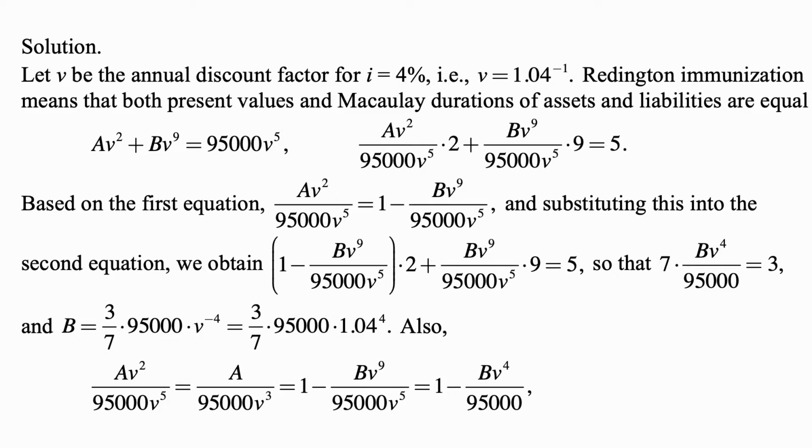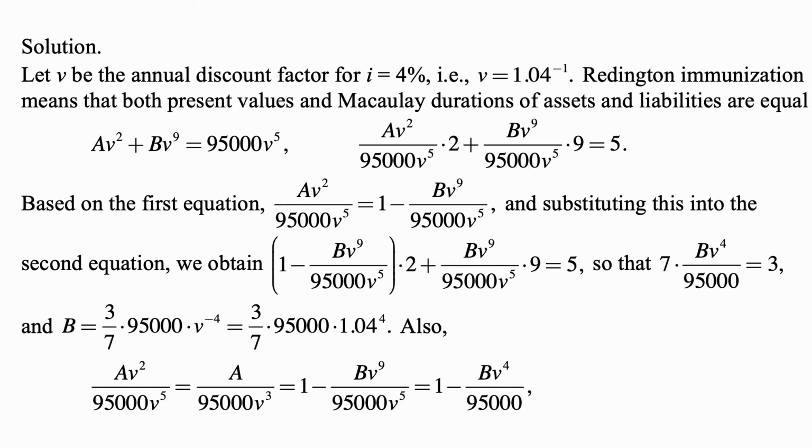Based on the first equation, we write A V squared over 95,000 V to the 5th as 1 minus B times V to the 9th over 95,000 V to the 5th. And substituting this into the second equation, we get 1 minus B times V to the 9th over 95,000 V to the 5th, times 2, plus B times V to the 9th over 95,000 V to the 5th, times 9, is equal to 5. After we multiply it out and cancel things, we end up saying that 7 times B times V to the 4th over 95,000 is equal to 3, so that B is equal to 3/7 times 95,000 times V to the negative 4.